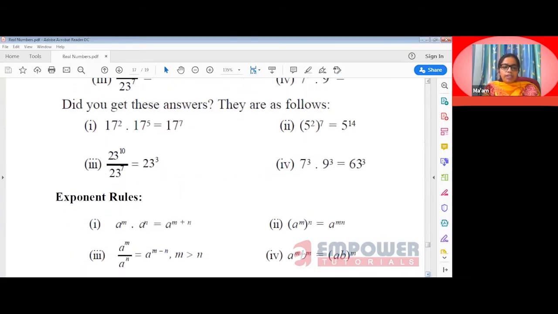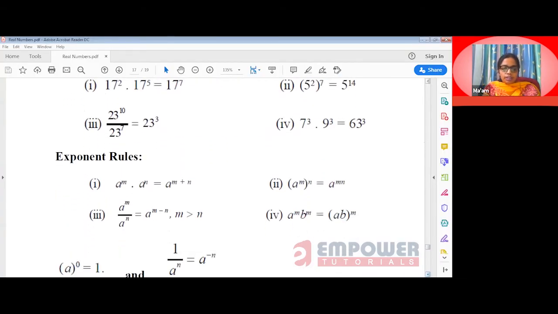Now we will see basic rules of exponents that everyone must know. That if you have a raised to b, we call it the base. This is your base and this is your exponent or indices. So these are the rules of exponents or indices. When you have same base but different exponent and there is a multiplication sign, what you do is you add the exponents of that base.